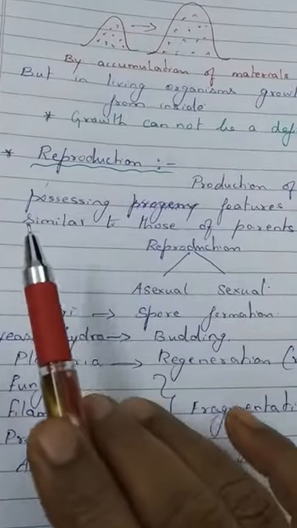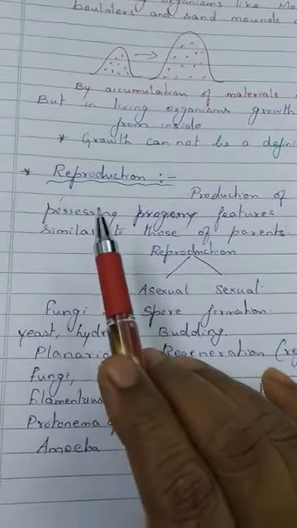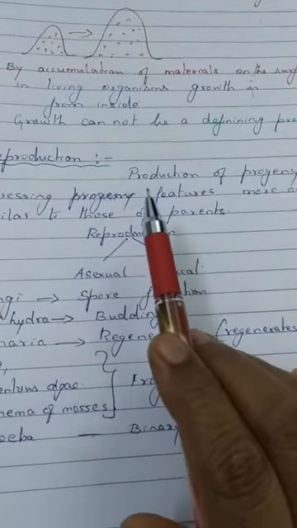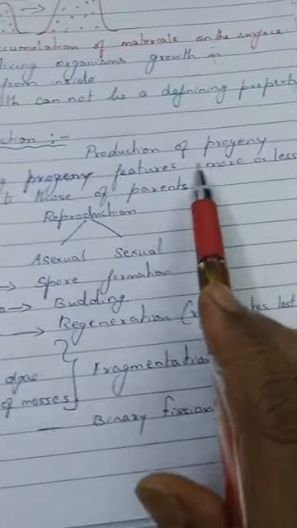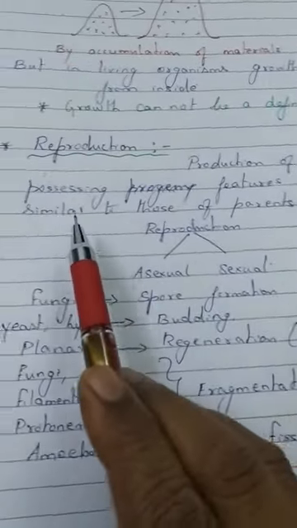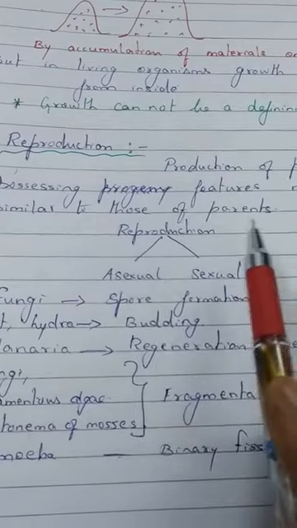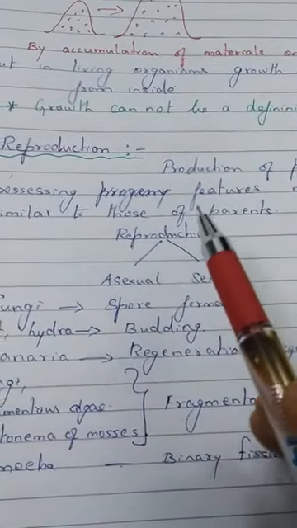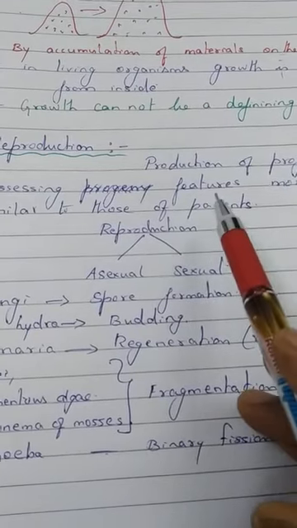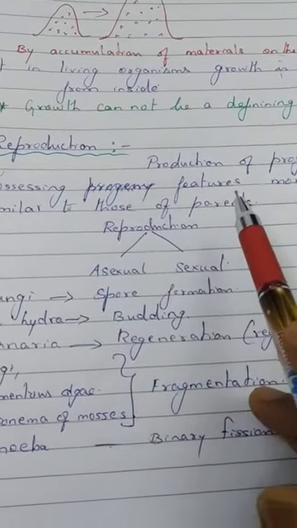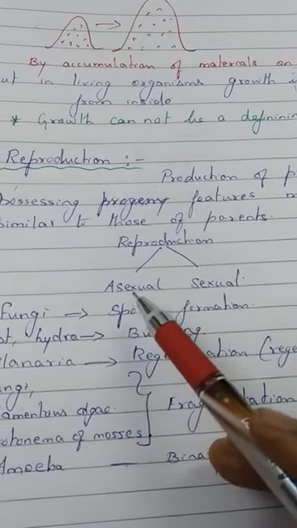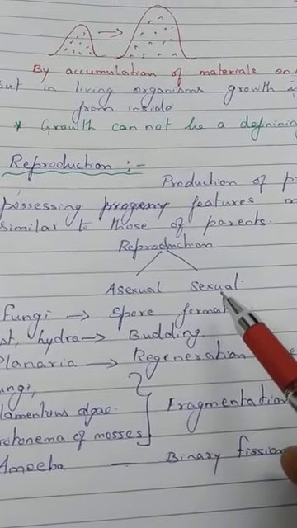Okay, next characteristic feature of living organisms is reproduction. What is reproduction? Production of progeny possessing features more or less similar to those of parents. Parents produce offspring, and this offspring resemble the parents more or less. And reproduction is of two types: asexual reproduction and sexual reproduction.